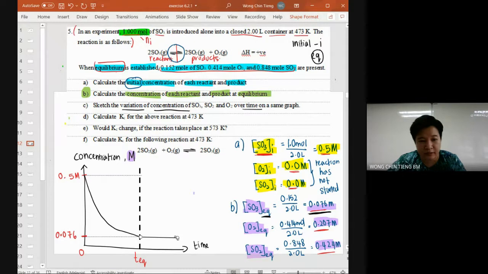Ambil pembaris, lukis terus dan line ni mesti adalah line yang straight. Okay? Lukis satu line, label satu line. That is my SO3 label. Okay.